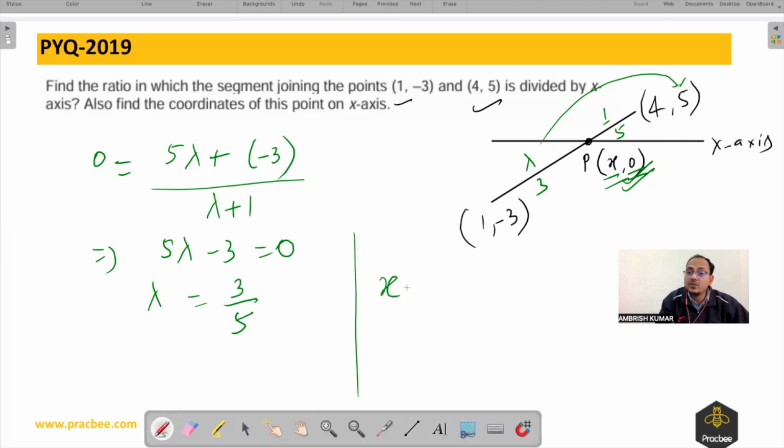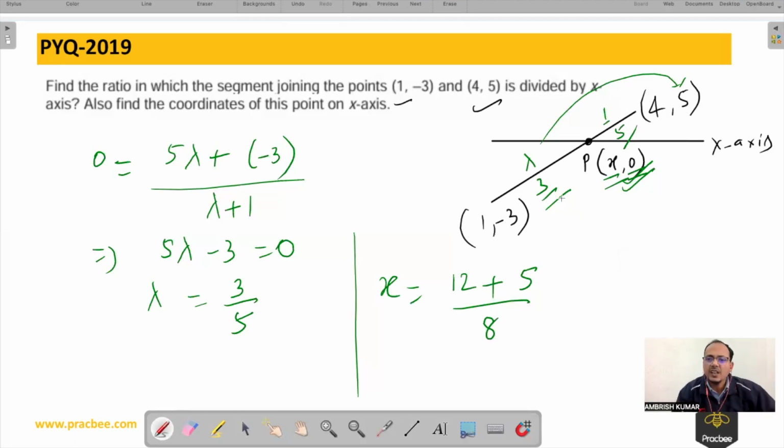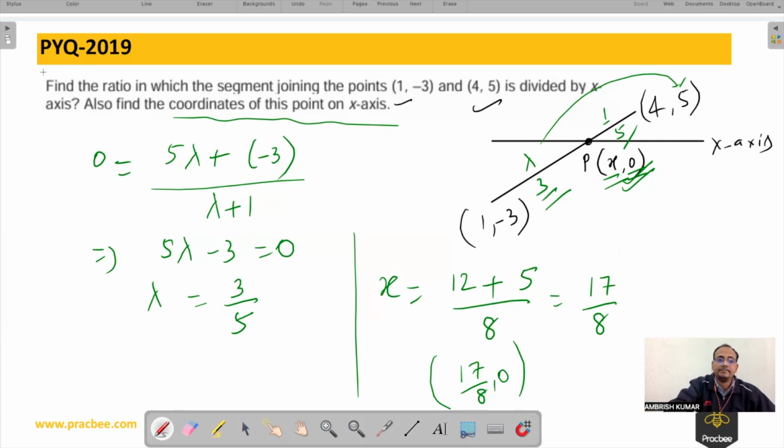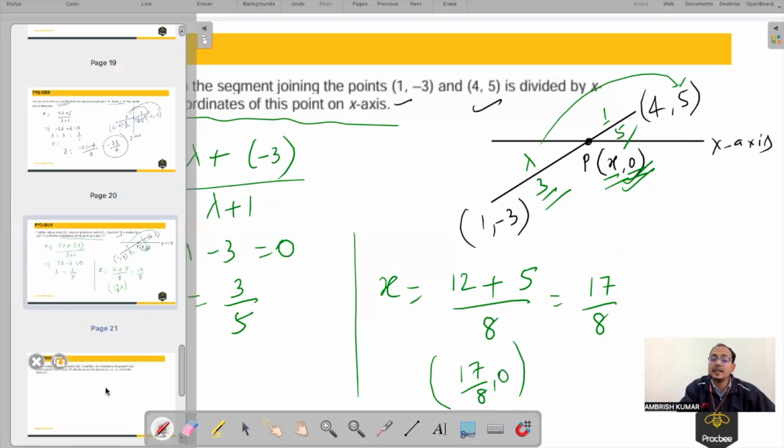So the value of x is going to be 3 into 4, 12, plus 5 into 1, 5, divided by 3 plus 5, 8, right? So 3 into 4, 12, plus 5 into 1, 5. So 12 plus 5, 17 by 8. So the point of intersection, the point on the x-axis, is 17 by 8 comma 0, right? This question was asked in 2019.